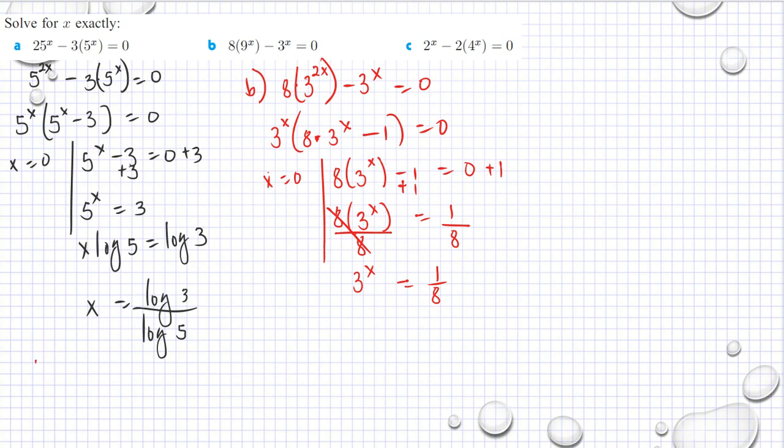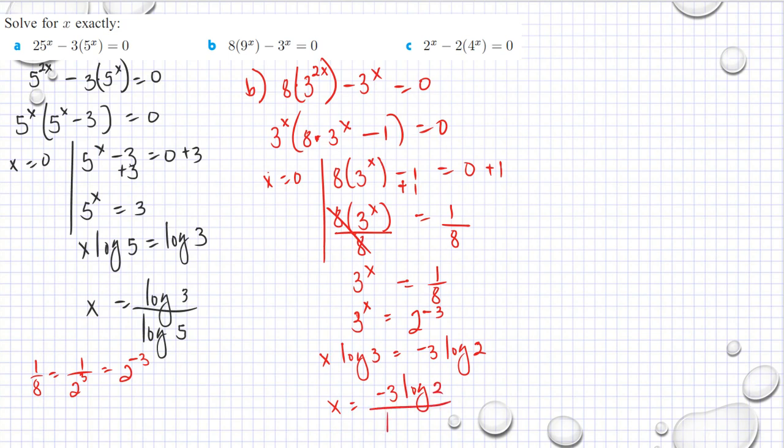Okay, I will put it here. 1/8 is the same as 1 divided by 2 raised to 3, and that is 2 raised to negative 3. So if I put that, 2 raised to negative 3. Now we're ready. x times the logarithm of 3 is equal to negative 3 times the logarithm of 2. So our x value is negative 3 times the logarithm of 2 divided by the logarithm of 3, because we divide both sides of the equation by the logarithm of 3.